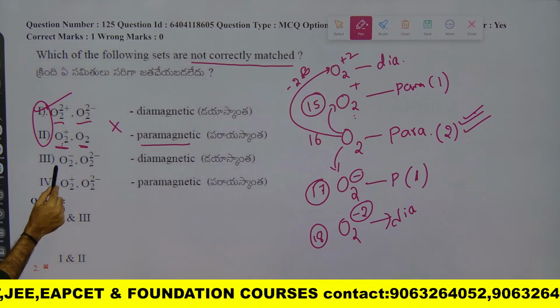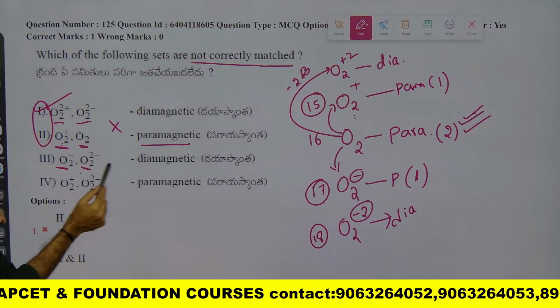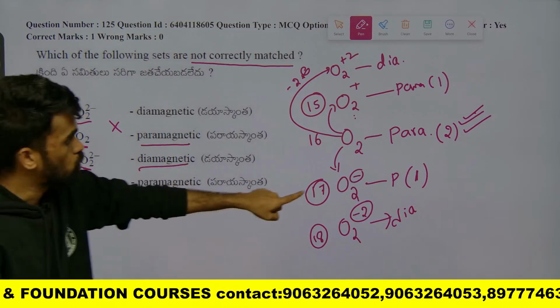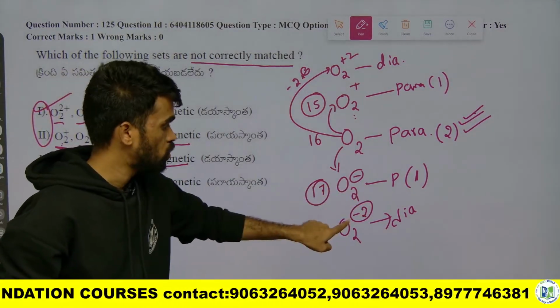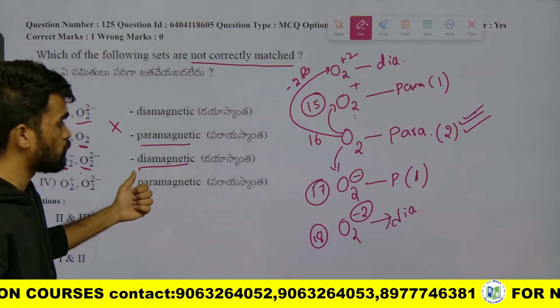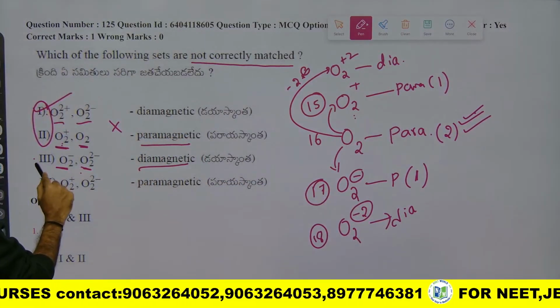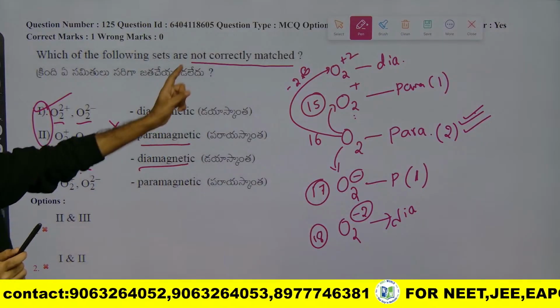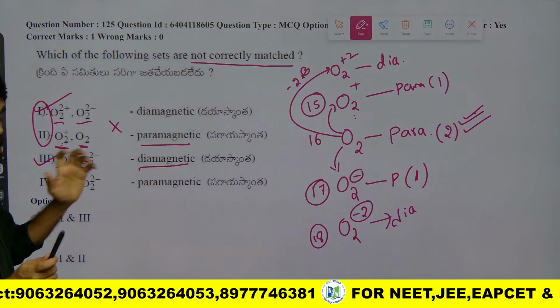O2 minus and O2 2 minus. See, they are saying diamagnetic. No, O2 minus is para, O2 2 minus is dia. But they are saying both are dia. So this is what you need to tick, because they are asking about not correctly matched. Yes, this is not correctly matched.